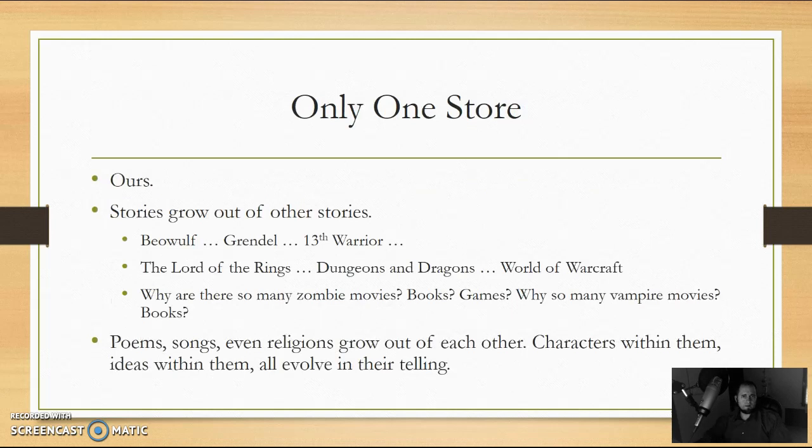There's only one type of story: ours. Aristotle said there's two types of drama, tragedy and comedy. Other authors will say there's only seven different kinds of plots. Some will say there's 21 kinds of plots.